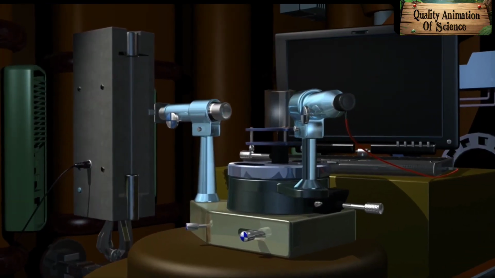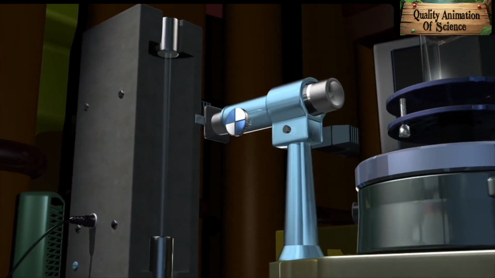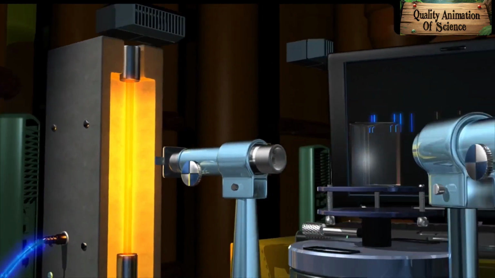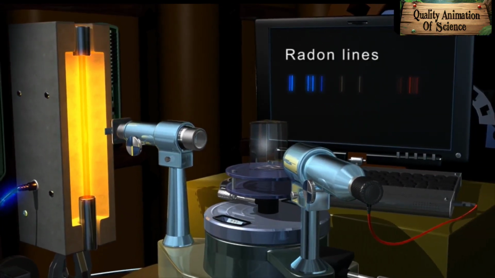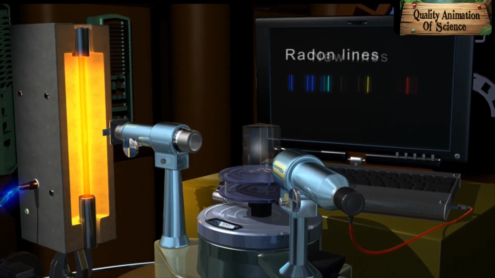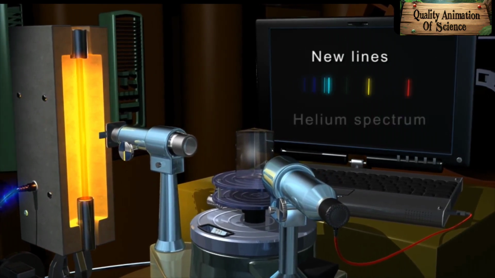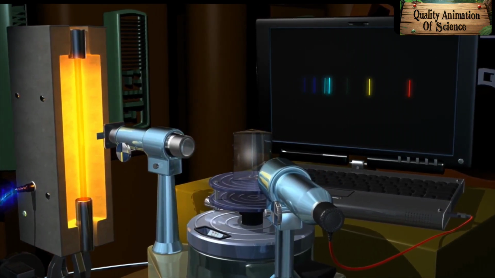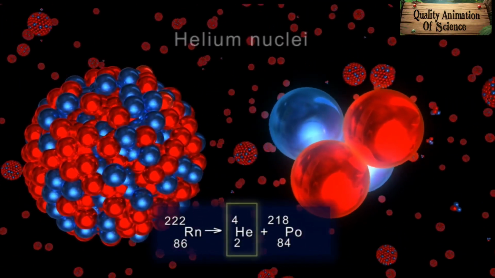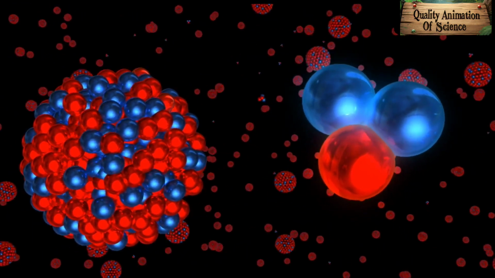This identification was made by Rutherford and Royds in 1909, when an electric discharge was initiated in a tube containing pure radon gas. Initially, only characteristic radon lines appeared in the spectrum. After a few days, the radon lines started fading and new lines started appearing and growing brighter. These new lines were identified as the helium spectrum. Hence, it was concluded that the radiation from radon gas was from helium nuclei. These helium nuclei were later named alpha particles.